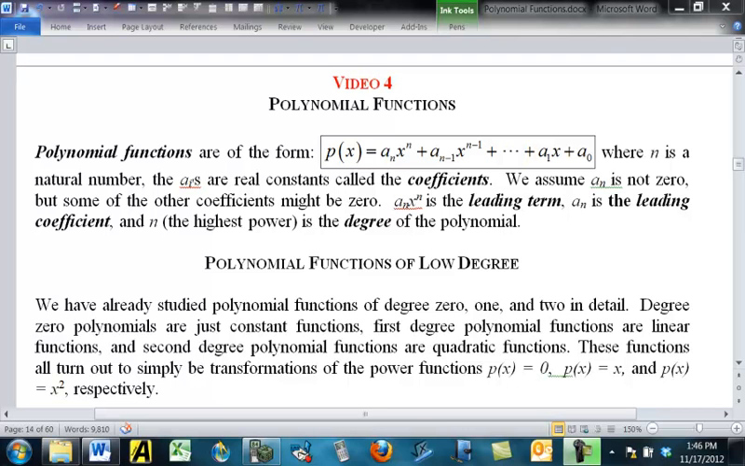So the a sub n times x to the n is called the leading term, and the a sub n is called the leading coefficient. And this polynomial is in decreasing order, and the n, the highest power, is the degree of the polynomial function.